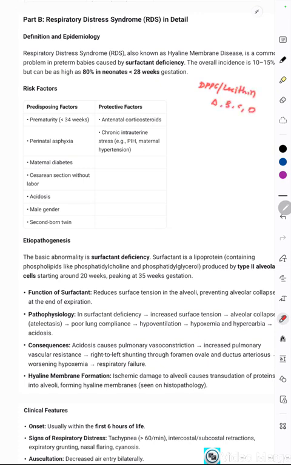Now surfactant production starts at 20 weeks of gestation. It is found in the amniotic fluid at 28 weeks of gestation, and at 34 weeks of gestation it is mature. So respiratory distress generally happens in preterm newborns born at less than 34 weeks of gestation. The risk factors are prematurity less than 34 weeks, which is the most important, perinatal asphyxia, maternal diabetes, C-section without labor, acidosis, and it is more commonly seen in the male gender. The protective factors are antenatal corticosteroids and chronic intrauterine stress, for example, pregnancy-induced hypertension.